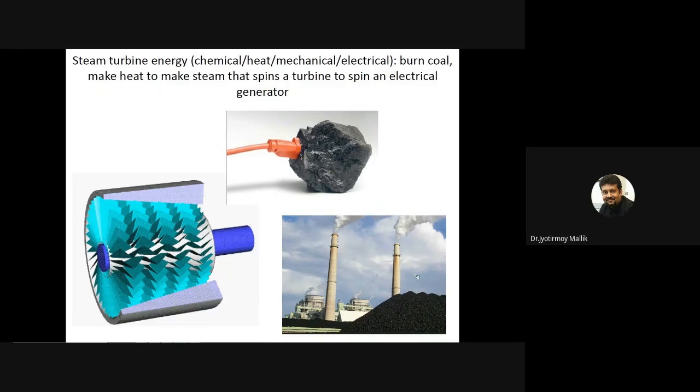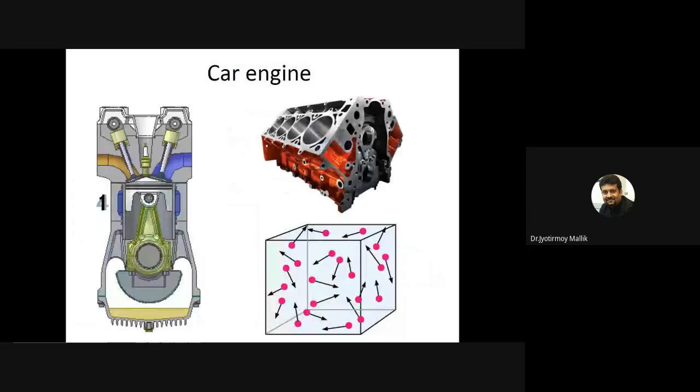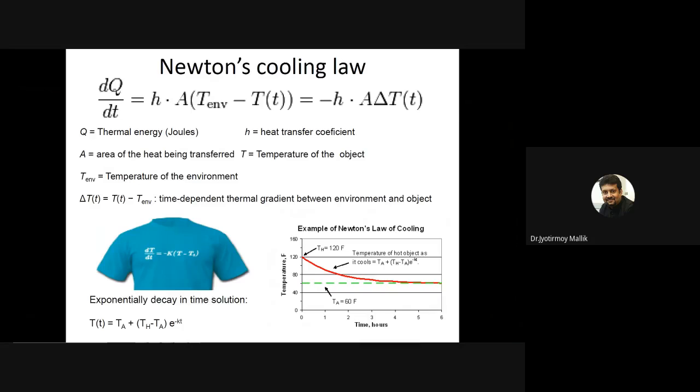The coal-fired power station, the example is shown here. Is the turbine. Of course, what is done? The coal is burned, and the heat energy is actually transferred into mechanical energy, of course, and that mechanical energy forms the electricity. Okay. Of course, in car engine, we see the same thing.